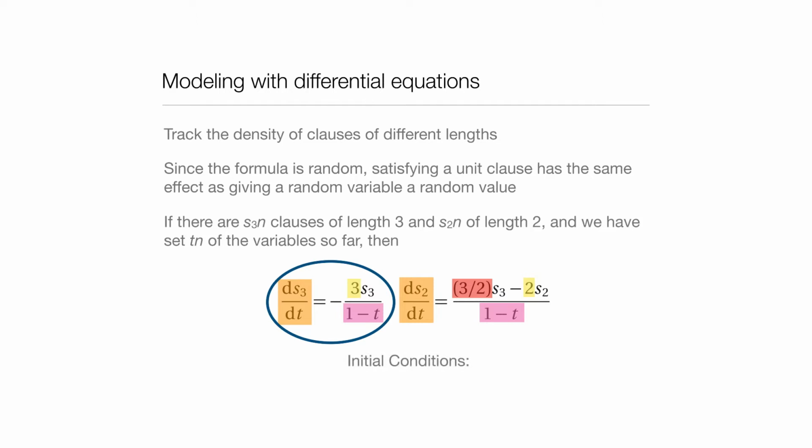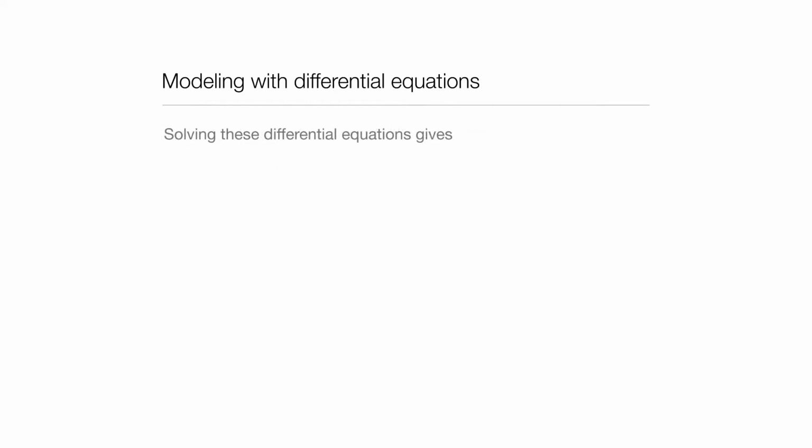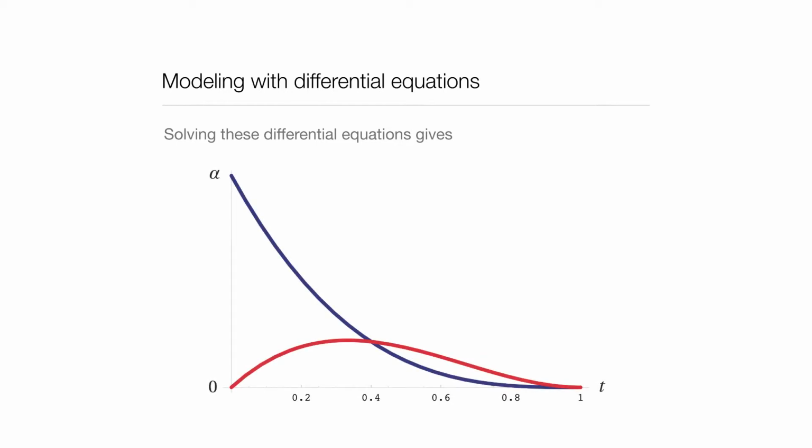What else do we need to get our differential equations off the ground? Initial conditions. Well, at time 0, s3 is alpha, because initially we have a random formula with alpha n clauses, all of which have 3 variables each. And initially, at t equals 0, s2 is 0. So we've defined these differential equations to track the density of 3 and 2 variable clauses. When we solve them, we get these formulas describing these curves. The density of 3 variable clauses is in blue, and you can see that it just decays, indeed down to 0.